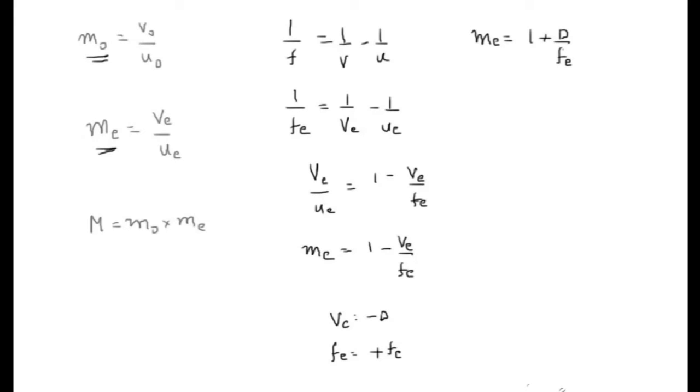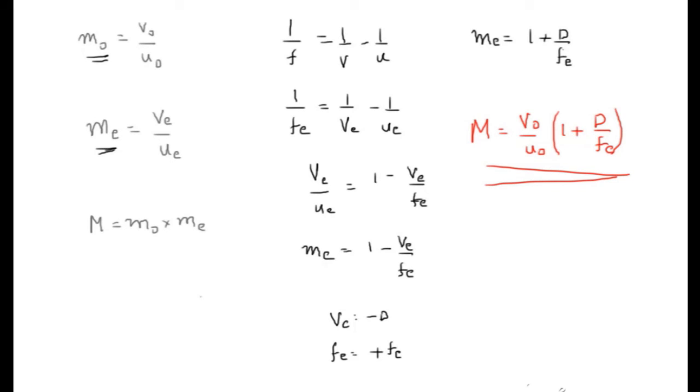Next, we already know what is MO, the magnification by the objective. Now, if you combine these two together, the magnification M becomes MO, which is VO by UO, into ME, which is 1 plus D by FE. So this becomes the formula for the magnification of a compound microscope.